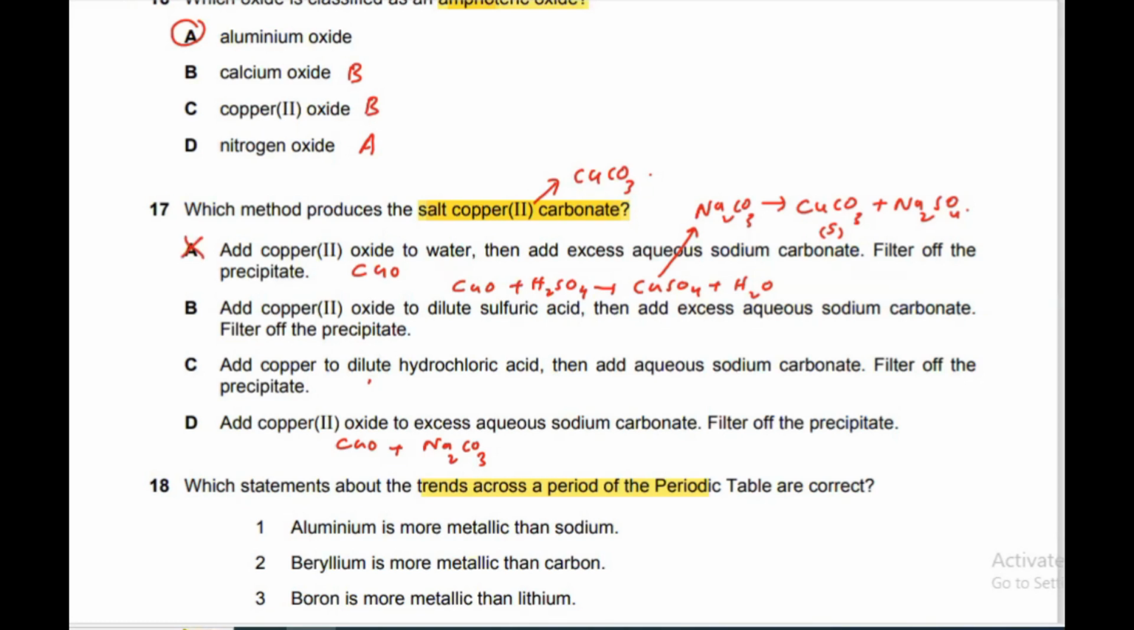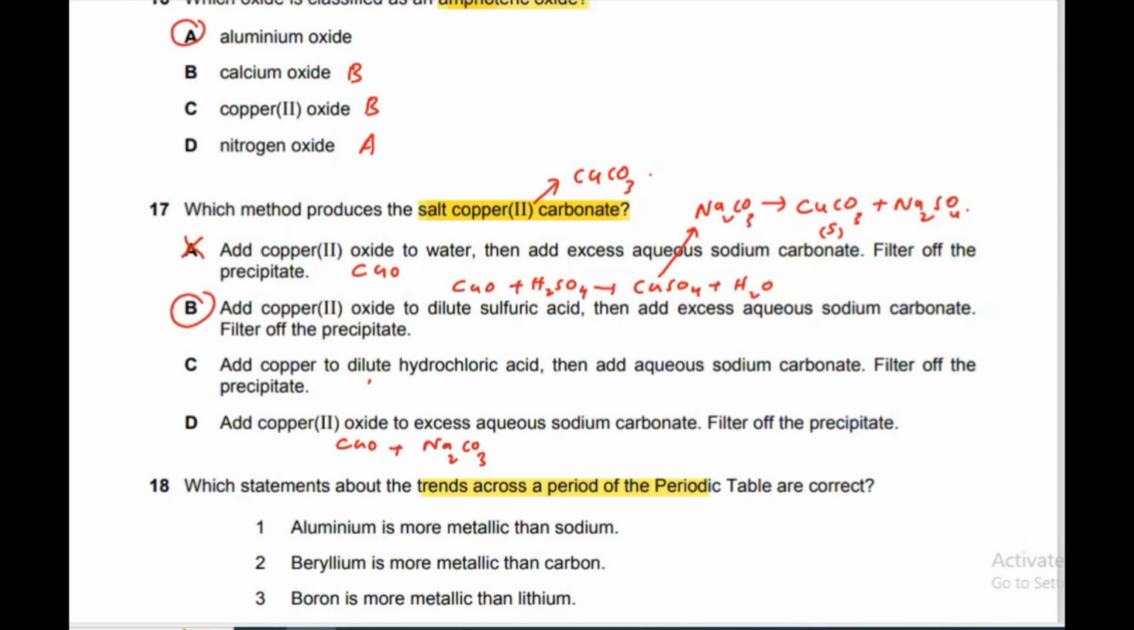Add copper(II) oxide to dilute sulfuric acid. This is basic, this is acidic. They can react to give copper sulfate and water. Then add excess aqueous sodium carbonate. If we add the excess sodium carbonate to the copper(II) sulfate, a double displacement reaction will occur, and copper carbonate and sodium sulfate will be formed. So filter off the precipitate. This is the precipitate, and B is the correct answer.